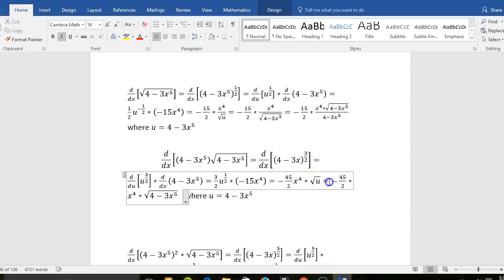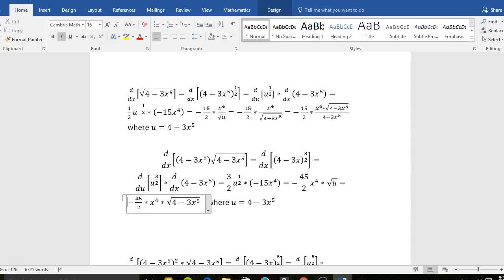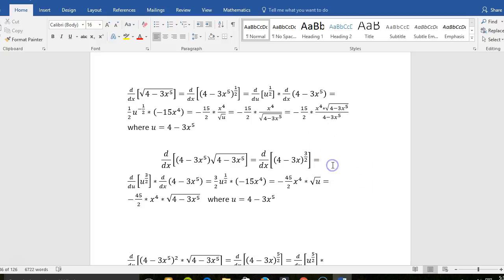But anyway, now what we have here, let me move that down. That's sloppy. I don't like having broken up lines. It's just sloppy to me. Sorry, I'm picky. So what we have is negative 45 over 2. We have the x to the fourth. Now remember, we always need to replace u with what u is in terms of x. So we have the square root, and we replace this u right here with this 4 minus 3x to the fifth here, okay? And so there's that.